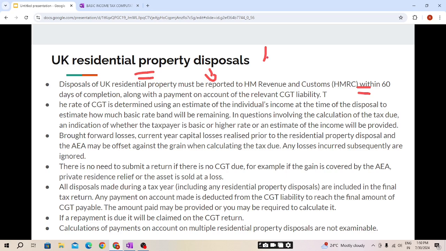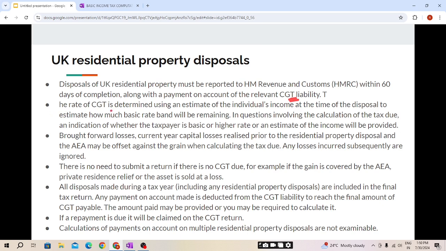If the residential property is sold on 1st Jan, the CGT liability must be paid within 60 days. So disposal of UK residential property must be reported to HMRC within 60 days of completion, along with a payment on account of the relevant CGT. So payment of the CGT must be done.